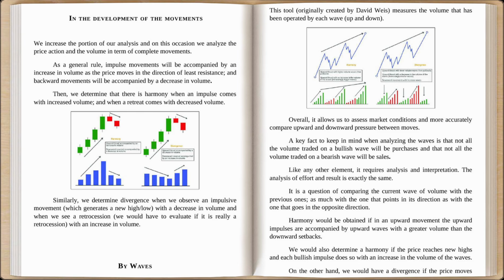Then, we determine that there is harmony when an impulse comes with increased volume, and when a retreat comes with decreased volume. Similarly, we determine divergence when we observe an impulsive movement, which generates a new high/low with a decrease in volume, and when we see a retrocession, we would have to evaluate if it is really a retrocession with an increase in volume.